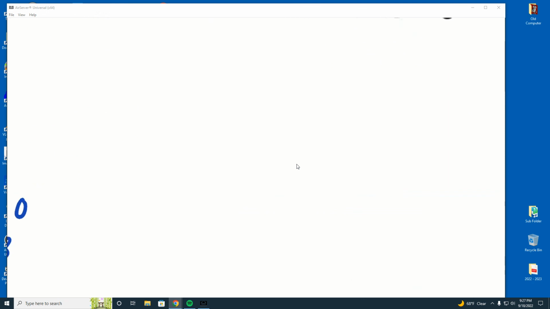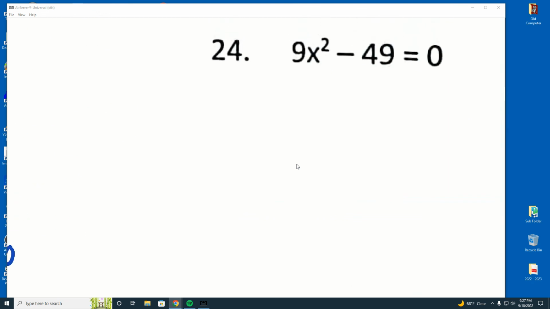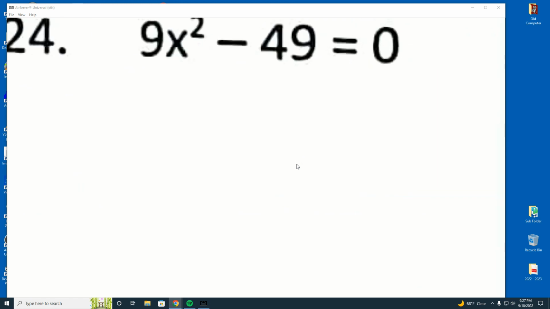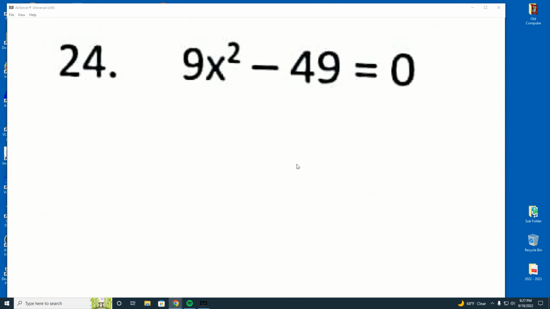Number 24 is very much like the one that we had on the front of the first page, the 4x squared minus 25, I believe it was. This is definitely a binomial. It's all on one side. No GCF, because nothing will come out of 9 and 49. But this is definitely a difference of two perfect squares. That's the one where I was telling you that a binomial will break into two binomials.